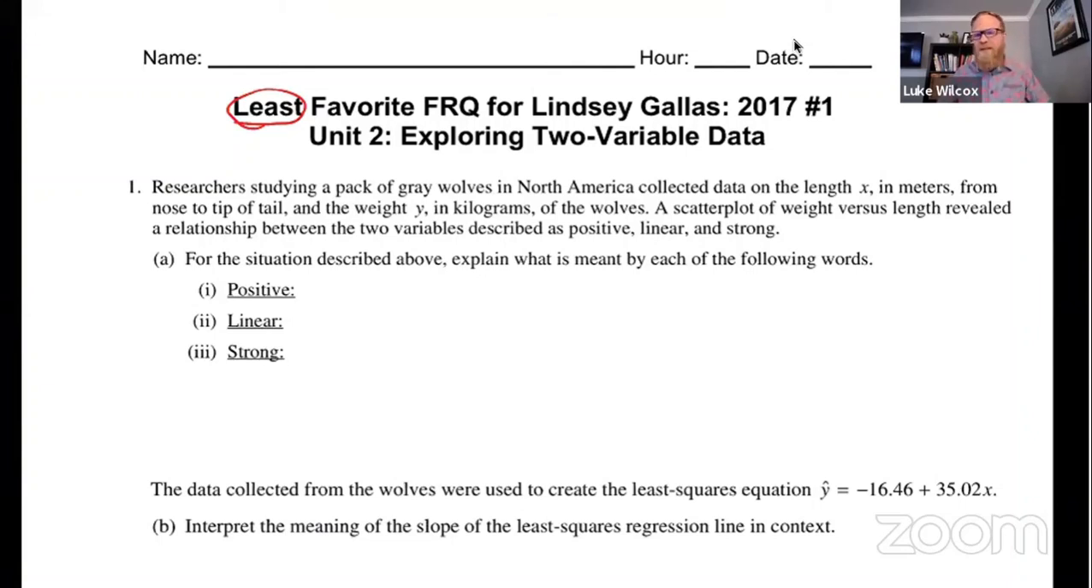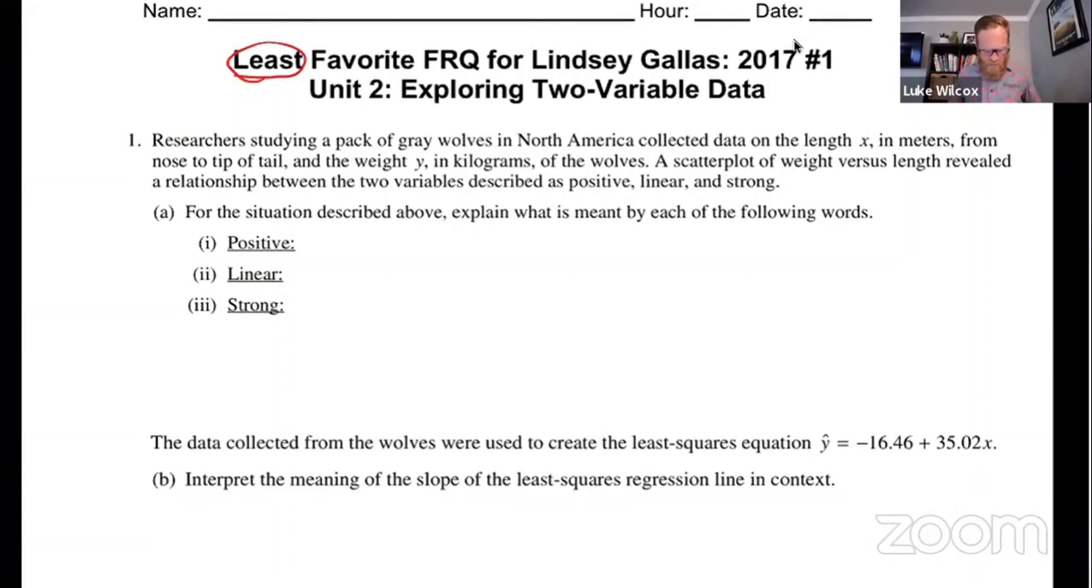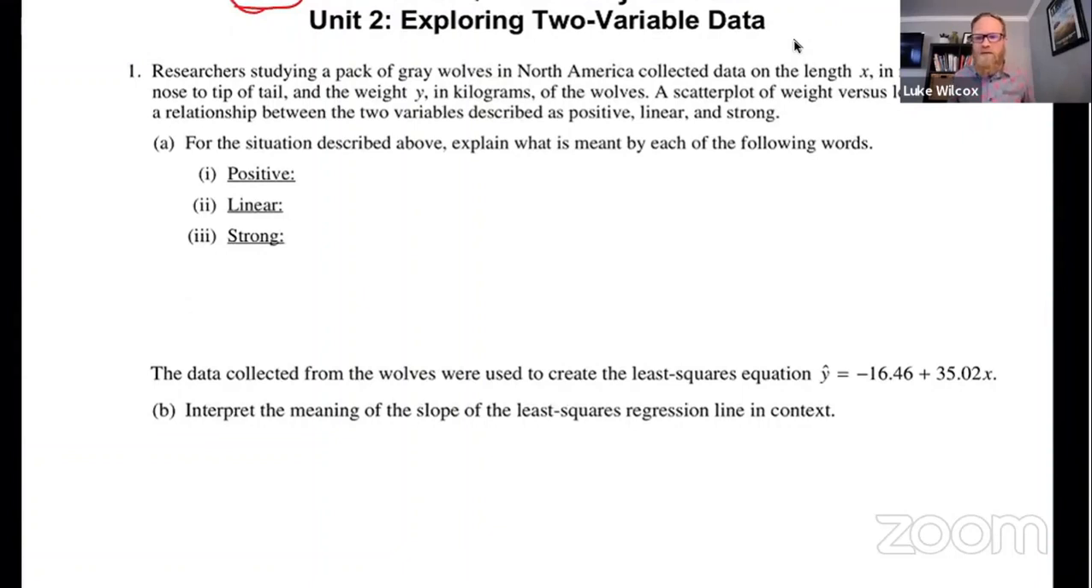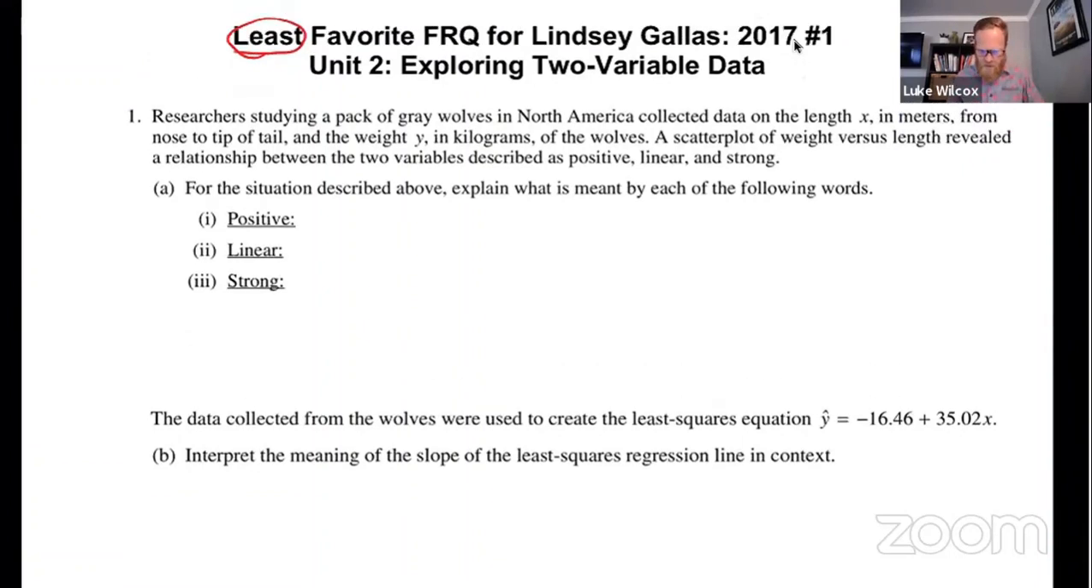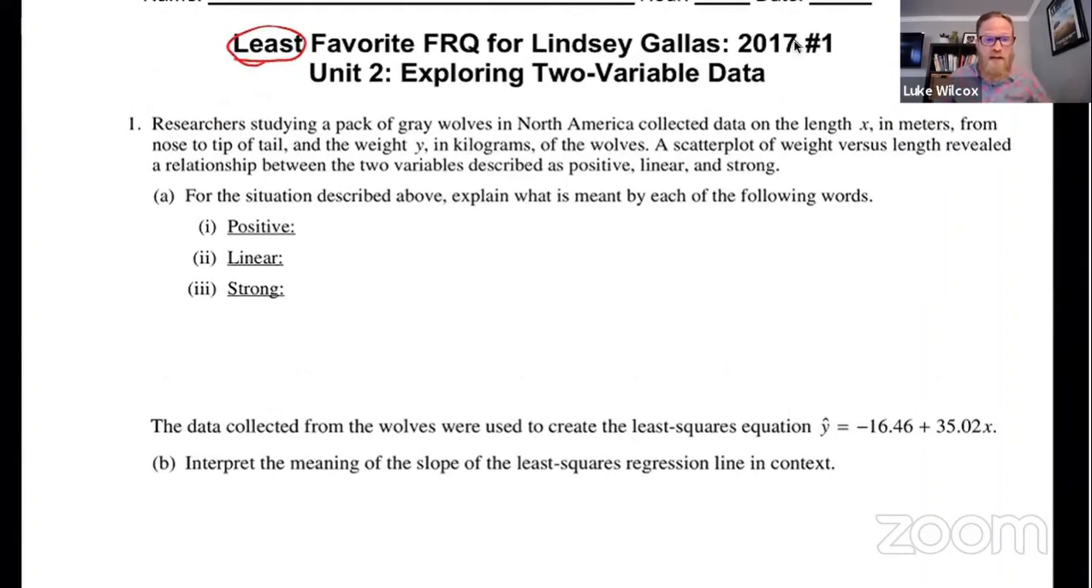This is 2017 number 1, known as the wolves problem. So let's go ahead and come up with our model solution first, and then I will take you through the rubric for grading it. So here's what it says. Researchers studying a pack of gray wolves in North America collected data on the length X in meters from the nose to the tip of the tail and the weight Y in kilograms of the wolves. A scatter plot of weight versus length revealed a relationship between the 2 variables described as positive, linear, and strong. Part A, for the situation described above, explain what is meant by each of the following words.